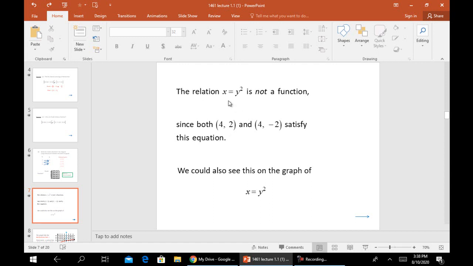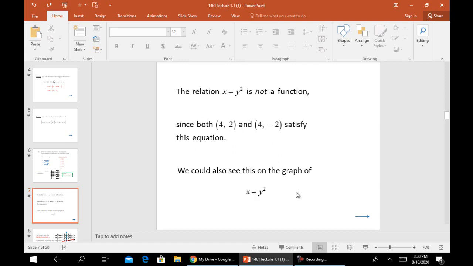And the answer is no, because the same number 4, so notice that (4, 2) and (4, -2), they both satisfy this equation. So they both belong to the solution set, or the graph of this equation. So since 4 is assigned to two distinct elements here, this is not going to be a function.